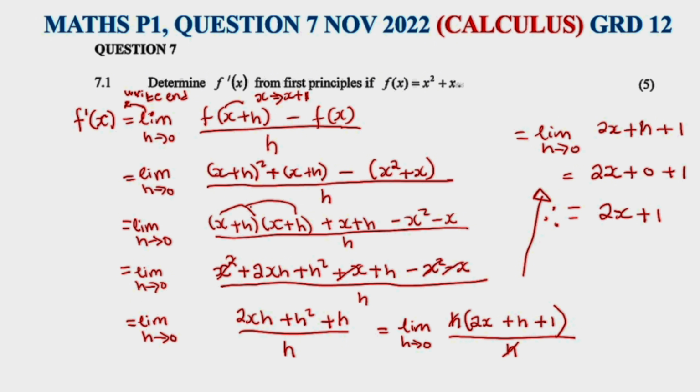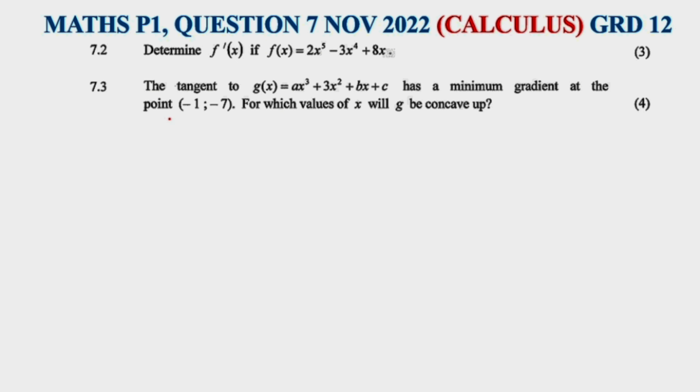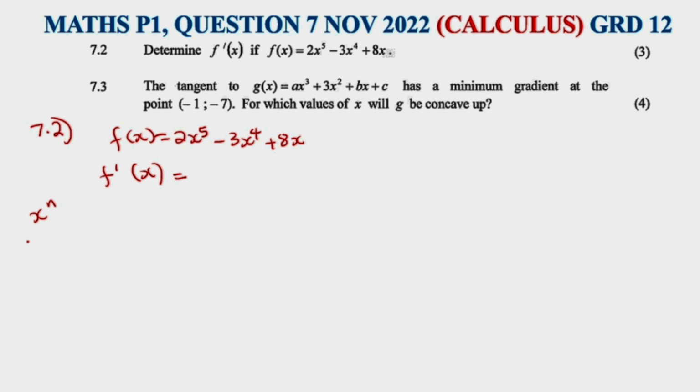Let's go ahead and move to 7.2 and also 7.3. 7.2 says f of x is equal to 2x to the power 5 minus 3x to the power 4 plus 8x. They are requiring us to take the first derivative of this. With the first derivative formula, if you are given x to the n, you bring the n down and it's going to be x to the n minus 1. So we are going to apply this onto this equation here.